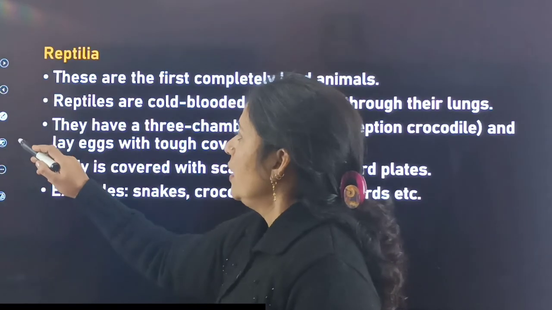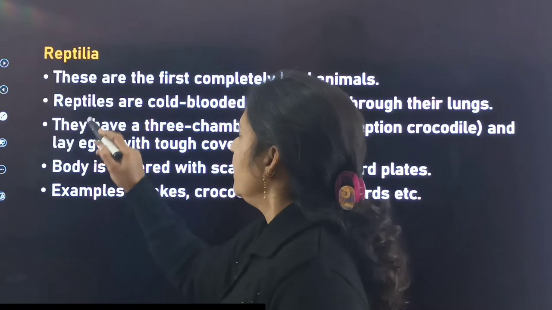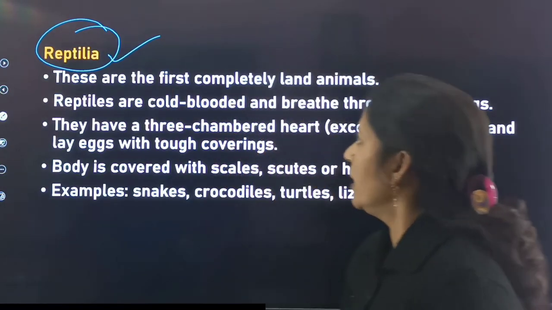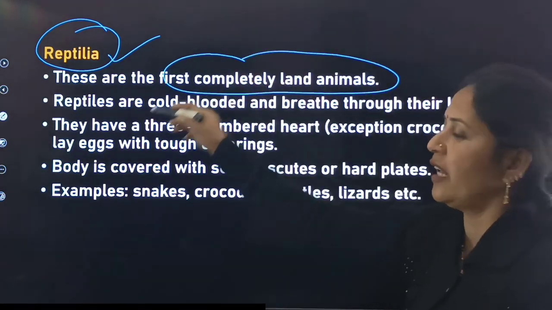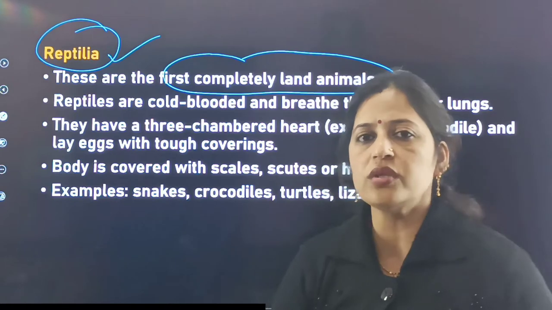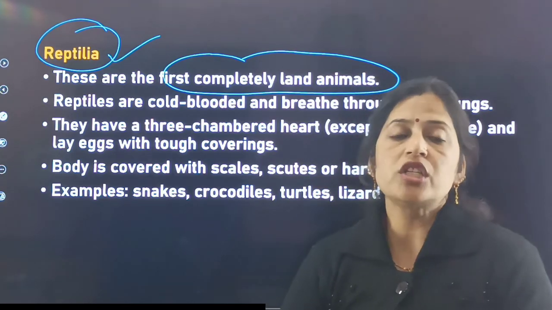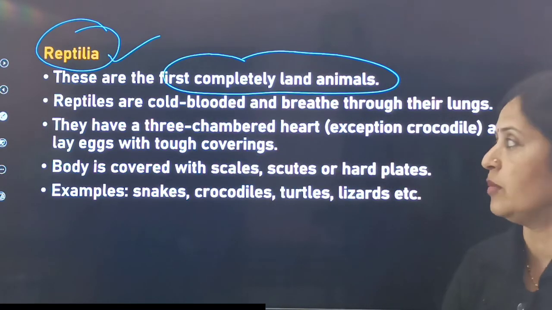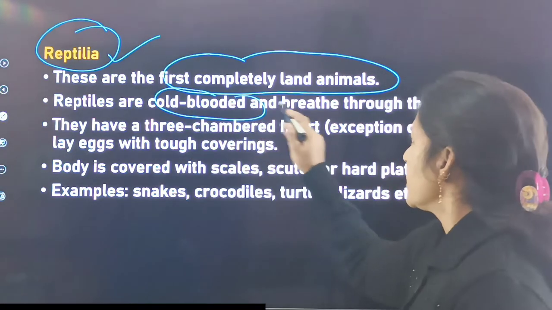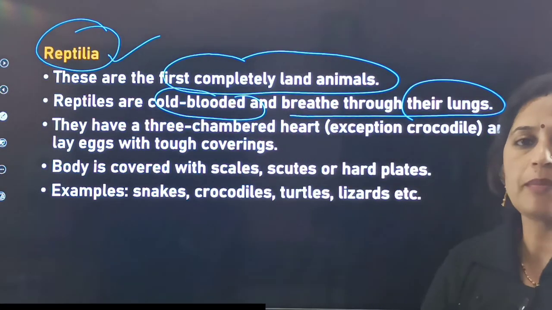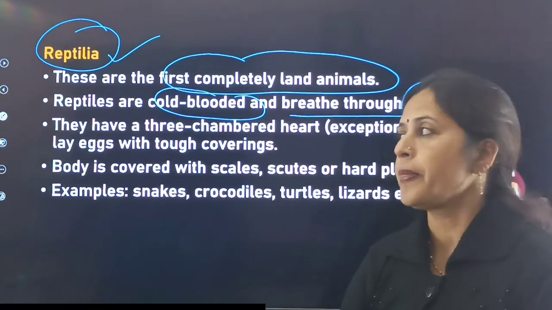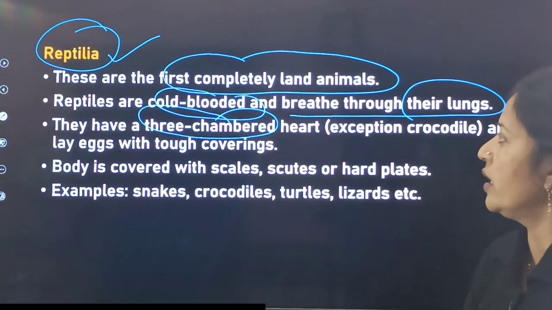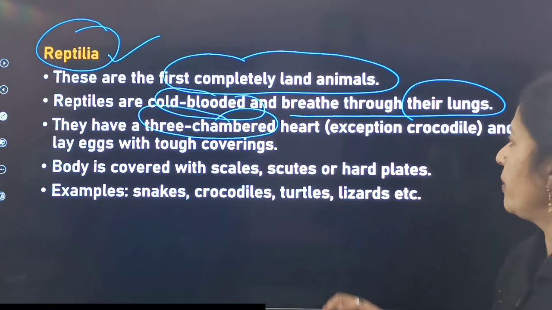Next is reptilia. These are the first completely land animals. That means all the organisms which belong to the reptilia are totally land animals. Reptilia are again cold-blooded animals and they breathe through their lungs. They again have a three-chambered heart, as in the case of the amphibia.